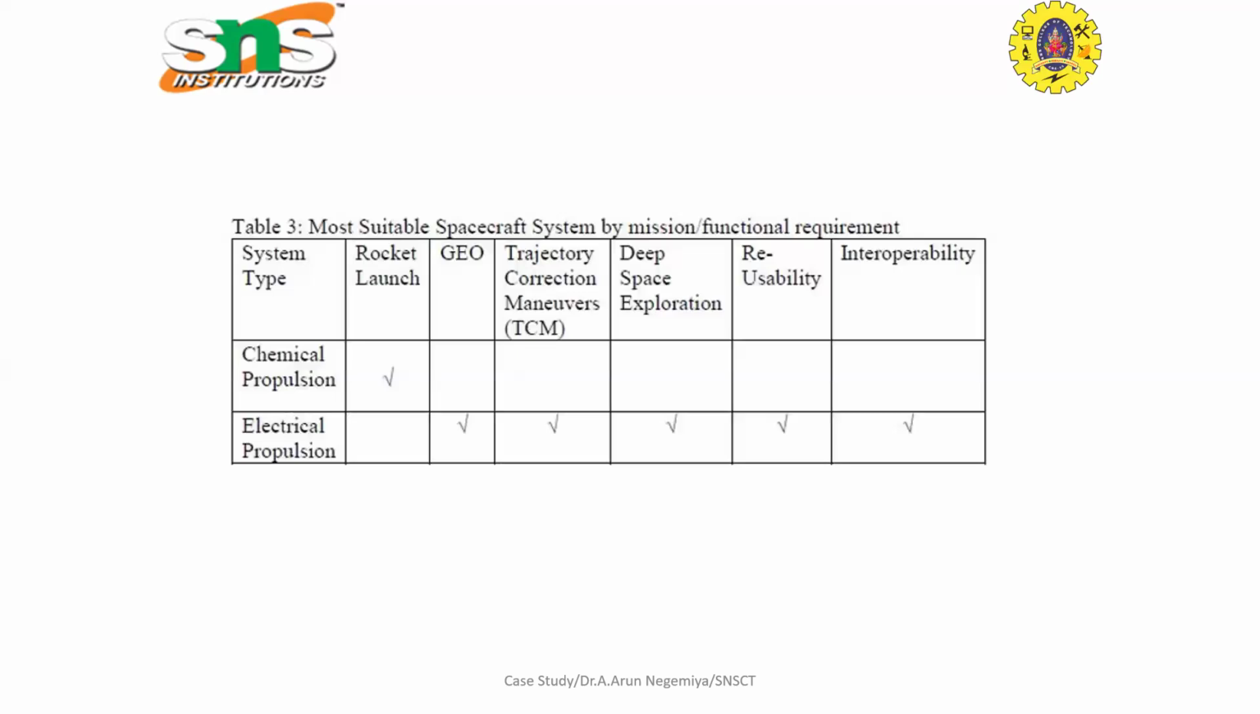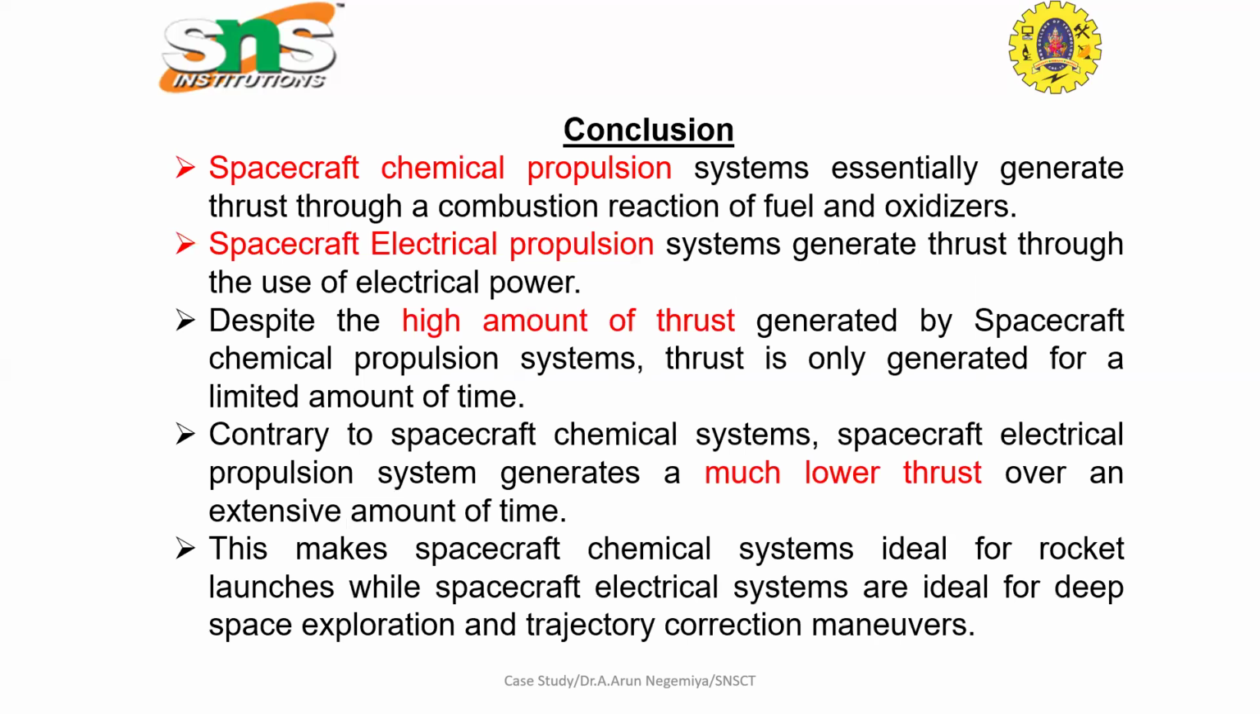And next, based on application, the propulsion systems are used for different purposes. For example, in rocket launching and space vehicle launching, they use chemical propulsion only. And for geo and trajectory corrections and deep space exploration, they use the electrical propulsion system.